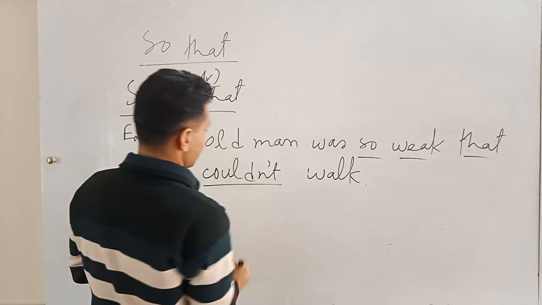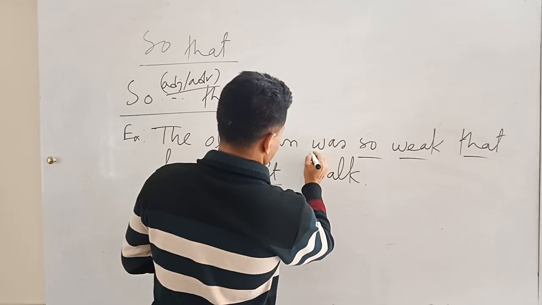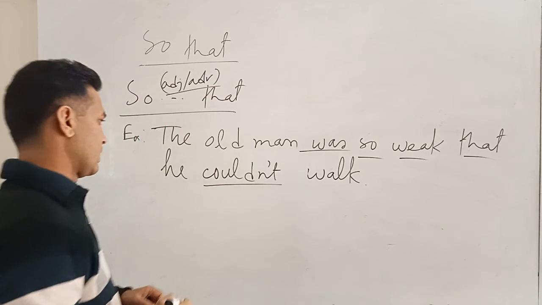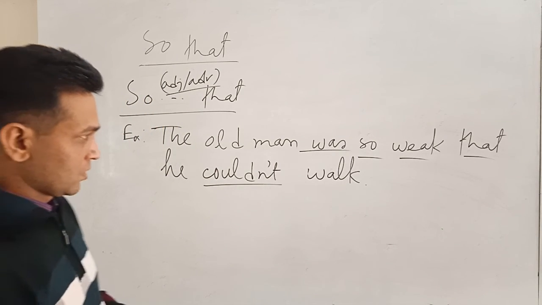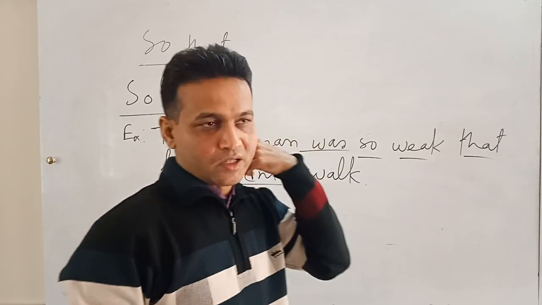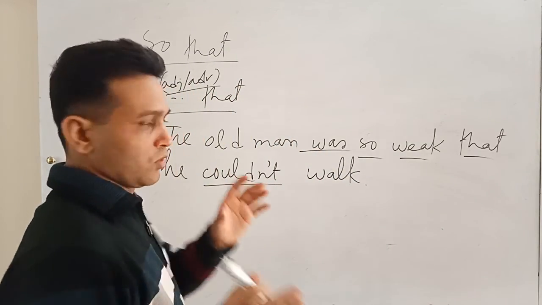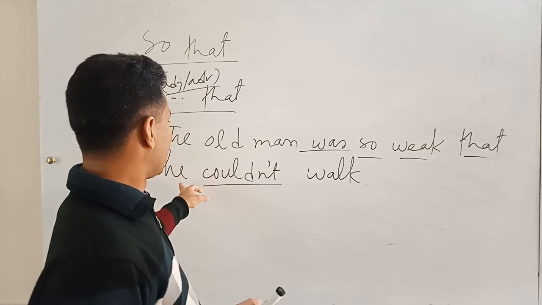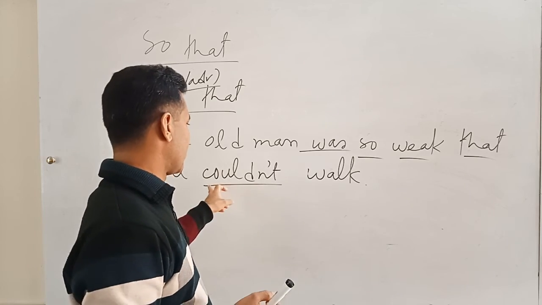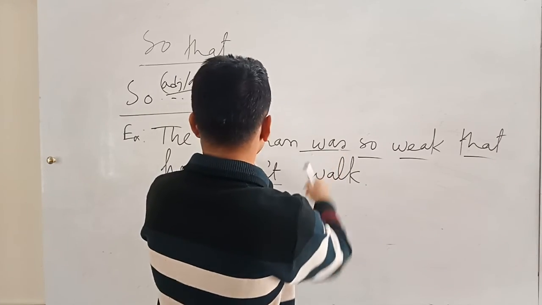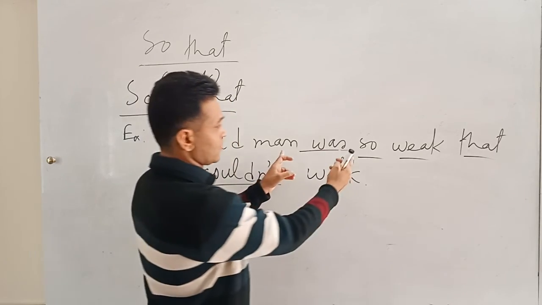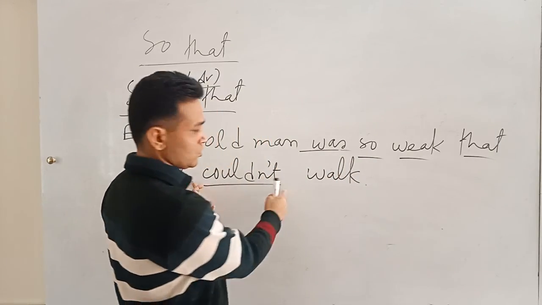Why has couldn't been used here? Because the subordinate clause is in past indefinite tense. Here was has been used. Okay. So in case of completing a sentence containing so plus adjective or adverb plus that, you have to use a full clause written using subject plus cannot or could not. Here cannot and could not will be according to the given clause. If the given clause is in present indefinite tense, you have to use cannot, and if the given clause is in past indefinite tense, you have to use could not.